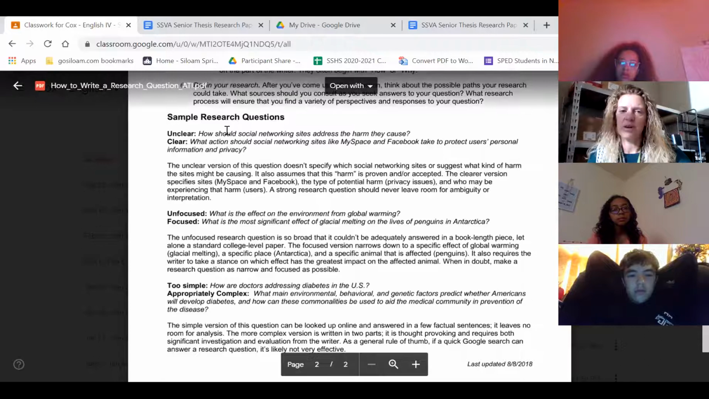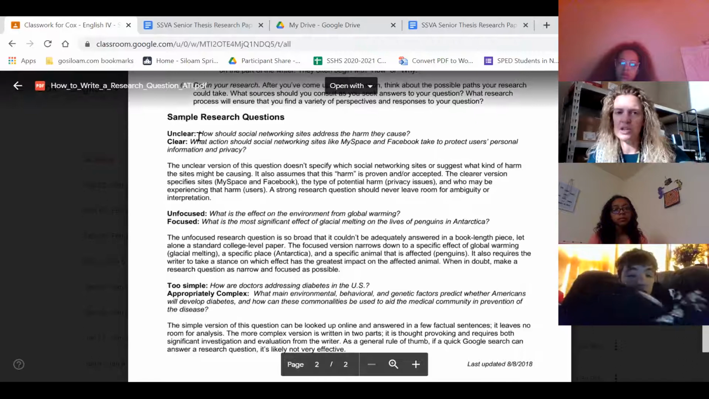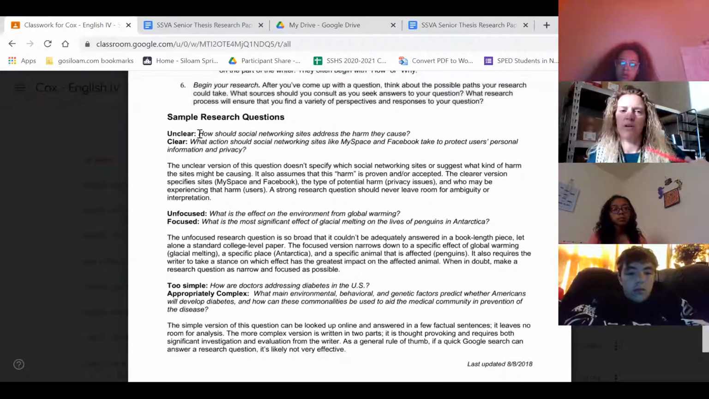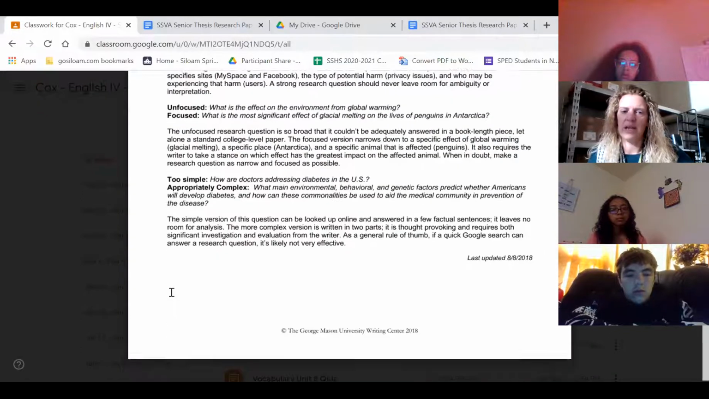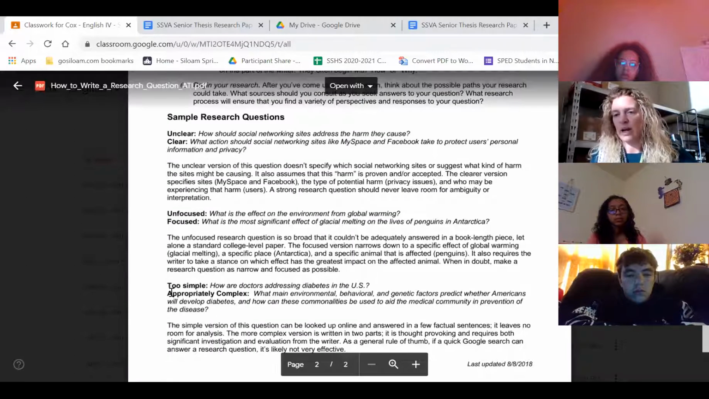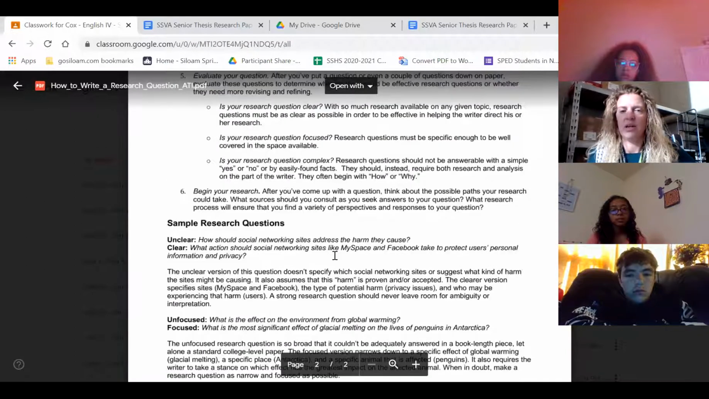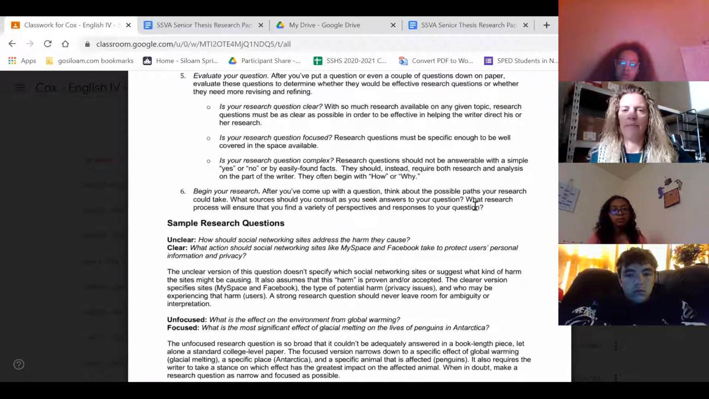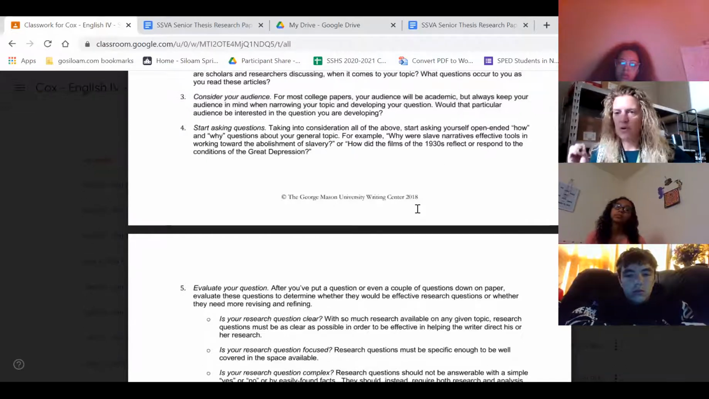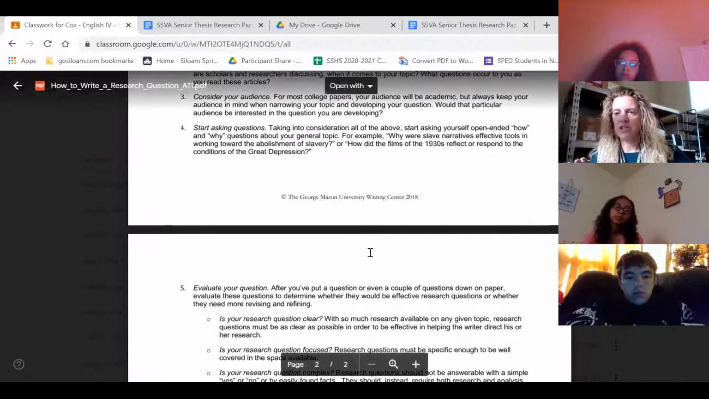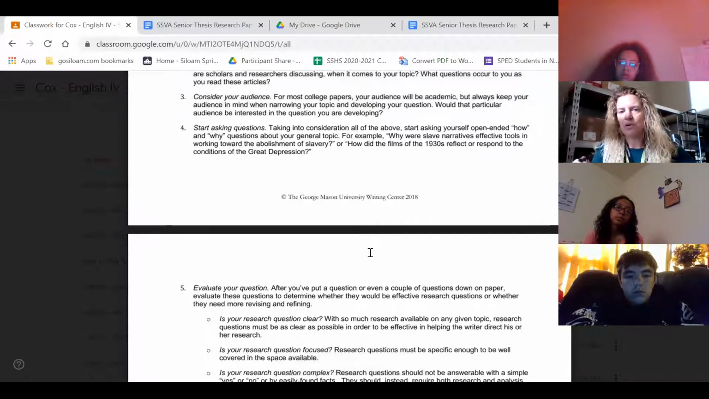This gives you sample research questions on what you should and should not do, what is unclear, clear, unfocused, focused, things like that. Please take advantage of this. Please use this as a resource to help you write your research question. It is not a thesis statement. It's an actual question that you will write in order to give your paper guidance.